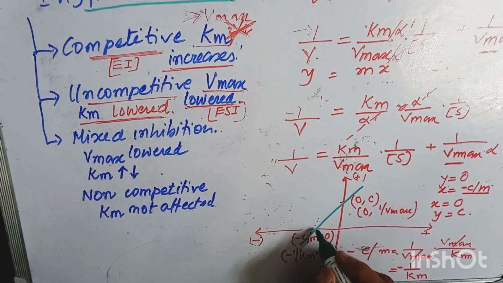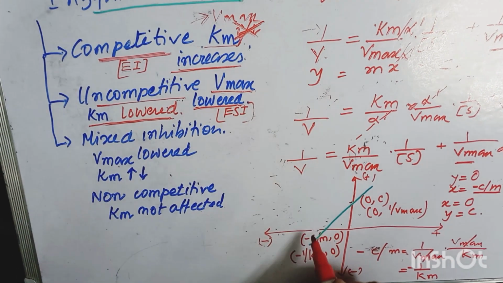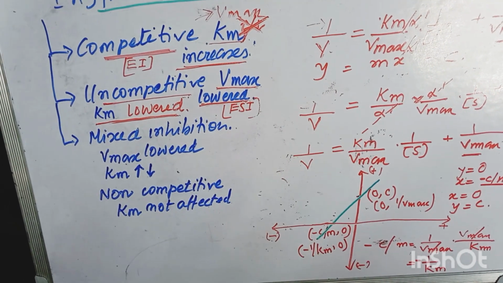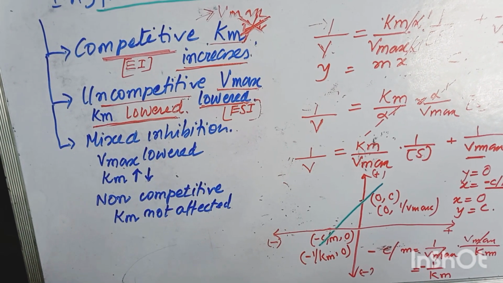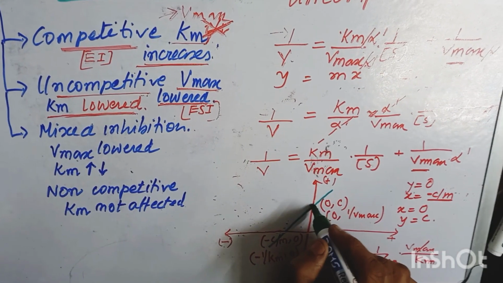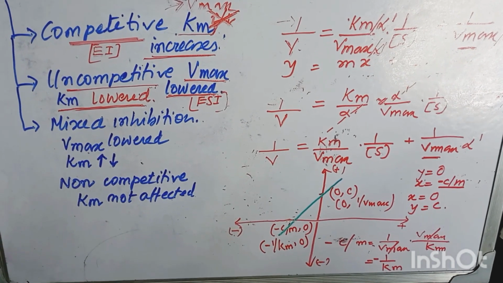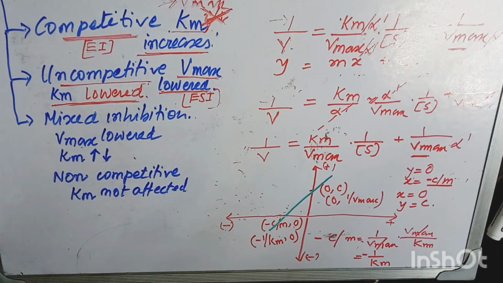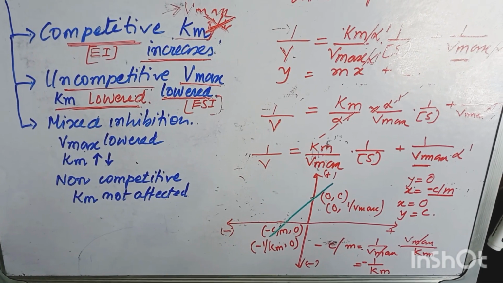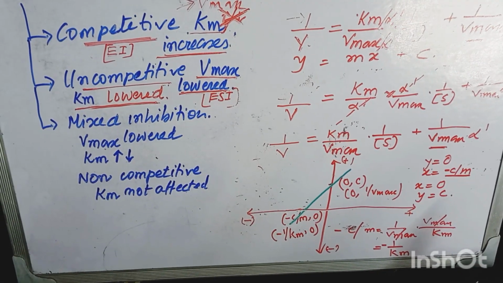So these are the 2 points, and we draw a straight line here. This is of no inhibition. I draw it in green, the no inhibition line, where these are the coordinates, the points on the y axis and x axis. Now, what happens in case of uncompetitive inhibition?